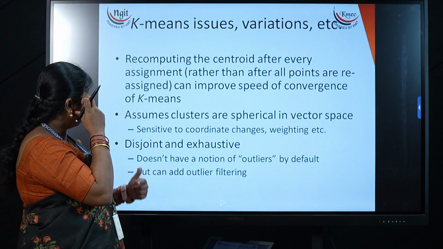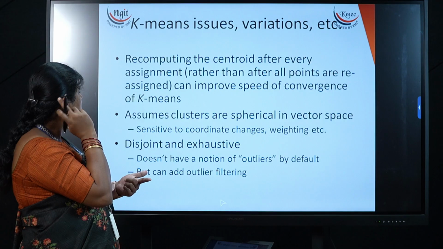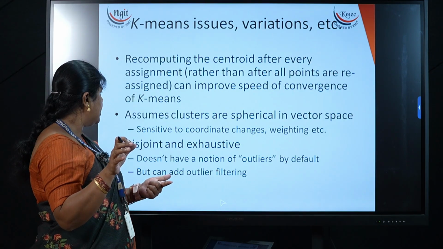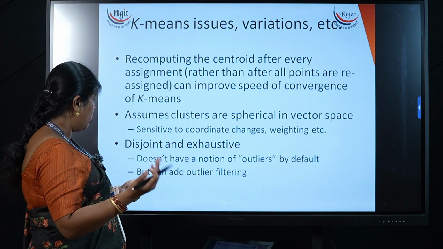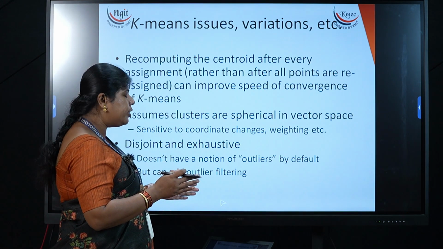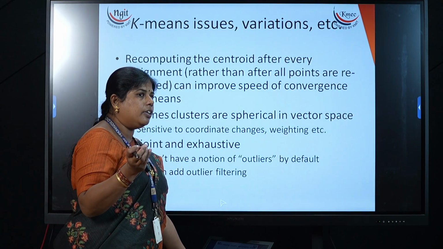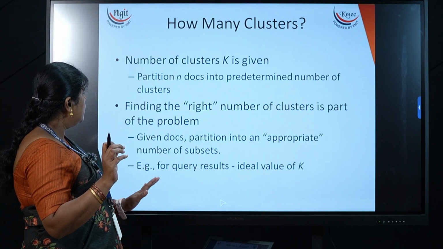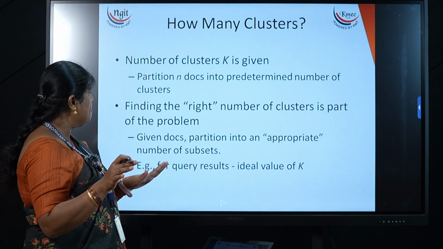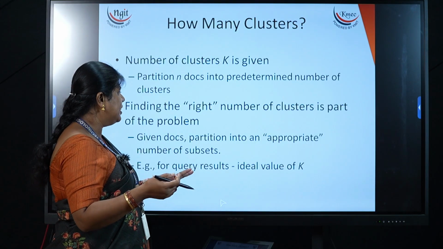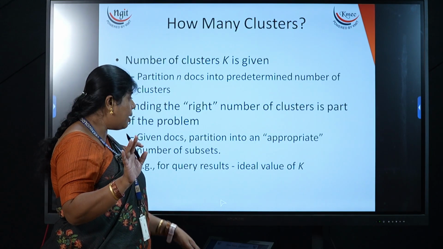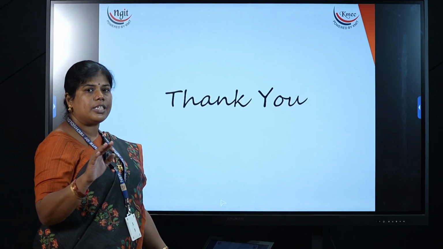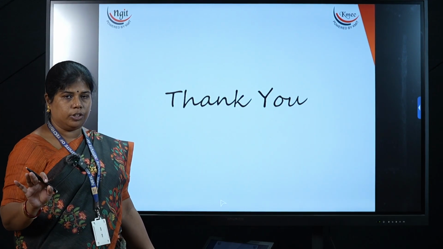Now, there are some variations in it. What is the stop point for your K-means clustering algorithm? At what point will you converge, and how are you deciding whether a particular document matches the centroid or not? Your main aim is how you decide the number of clusters, and I want a right, appropriate partitioning. Okay. So, this is all about the K-means clustering algorithm. Thank you.